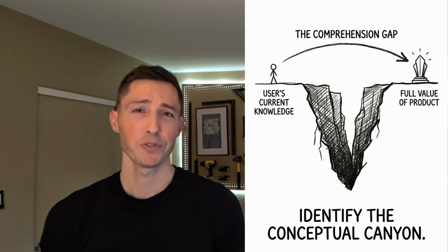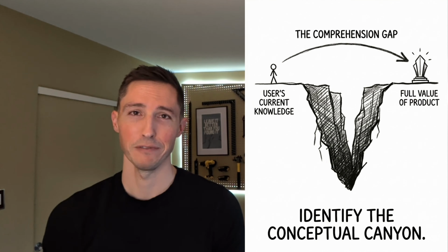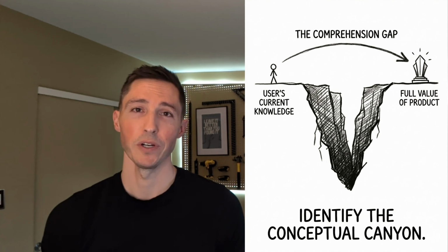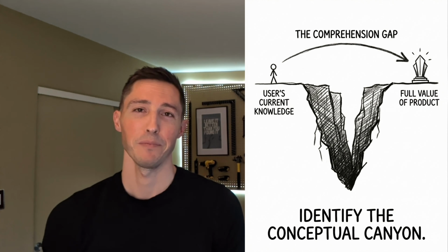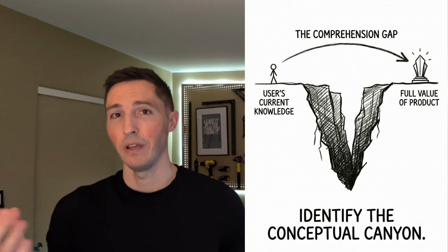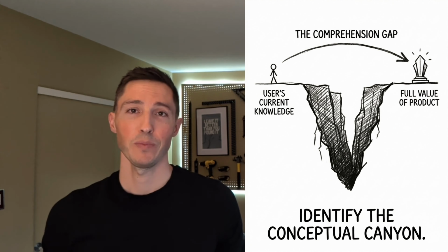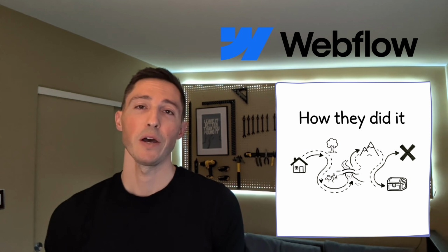Step one is to map the comprehension gap. Most growth playbooks assume the user already understands the problem that you're solving. But in an emerging category, that groundwork doesn't exist yet. You have to map the comprehension gap, which is the distance between what the user knows and what they must grasp before your product will actually click for them. So, how they did it.